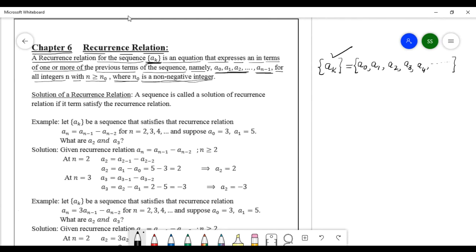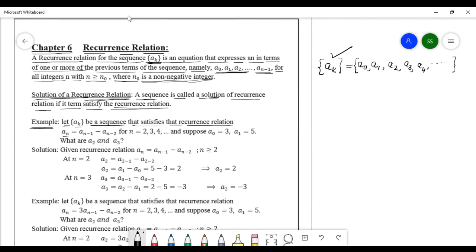Now see the solution of a recurrence relation. The sequence is called a solution of the recurrence relation if its terms satisfy the recurrence relation. Okay. Now let me start from here. Let the sequence a_k be a sequence that satisfies the recurrence relation.